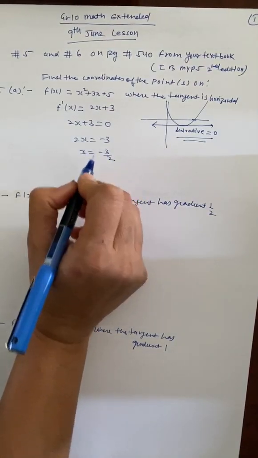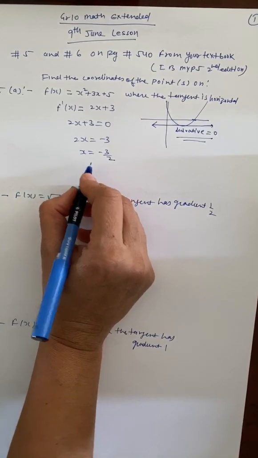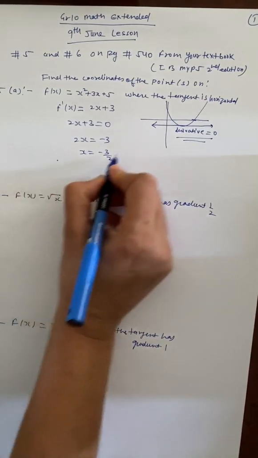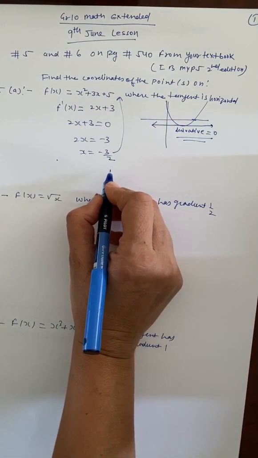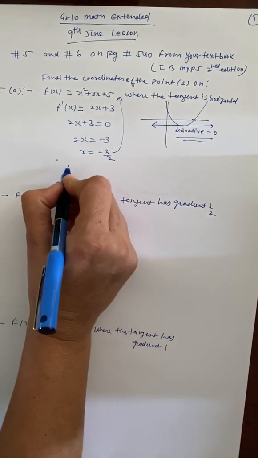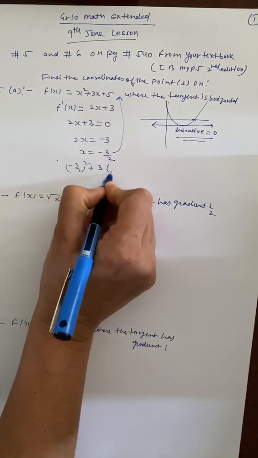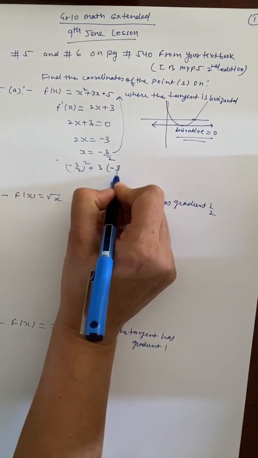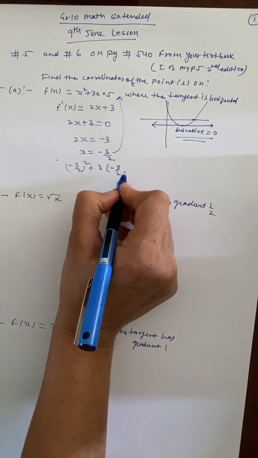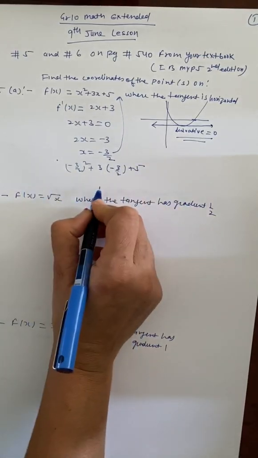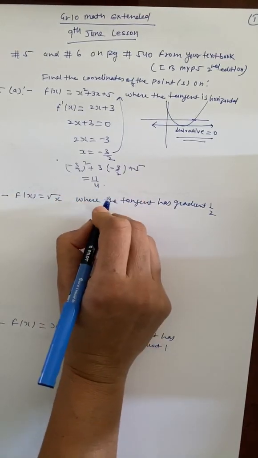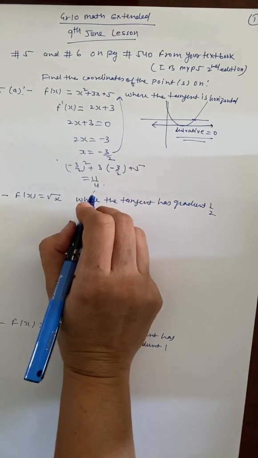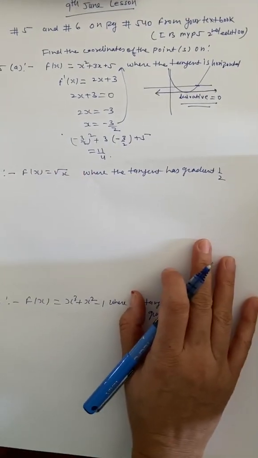Now we need to find the y point of this function. To find the y value, you need to substitute x is equal to negative 3 over 2 into the calculator. So negative 3 over 2 whole squared plus 3 times negative 3 over 2 plus 5, and then you will find your y value. When you substitute, this will come out to be 11 over 4. Okay, so this is your y coordinate of question number 5a.